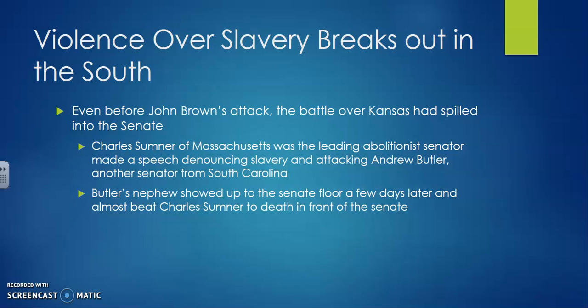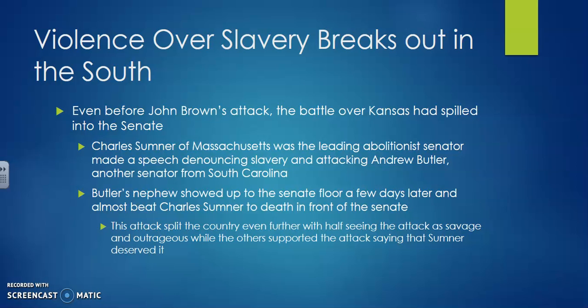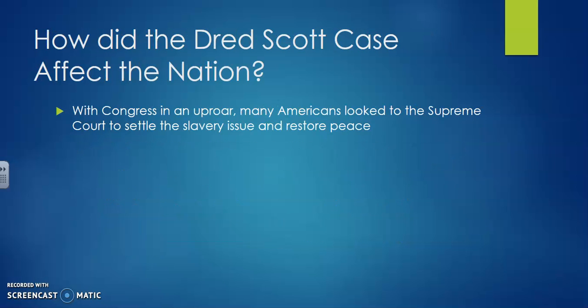And so there's going to be kind of a mixed reaction to this. The attack will split the country even further, with half seeing the attack as savage and outrageous, and just kind of proving that slave owners are a violent group of people. While others will support the attack, saying that Sumner deserved it because he called out Andrew Butler from South Carolina. So it's basically going to come down to what your reaction is. This attack is going to split our nation even further than it already is split with the whole thing going on out in Kansas. And all of this is due to the fact of slavery. That's what's going to be the main dividing part of our country.